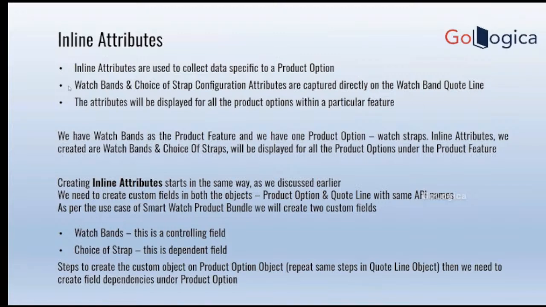So right now when we created a watch band, which was under a feature, it was applied to the products which were there. But when we create an inline attribute, it will be specific to that product option only, whereas the attributes at feature level will be displayed for all the product options within the particular feature. So it could not happen that it will not display for one product and display for others. It will display for all of them.